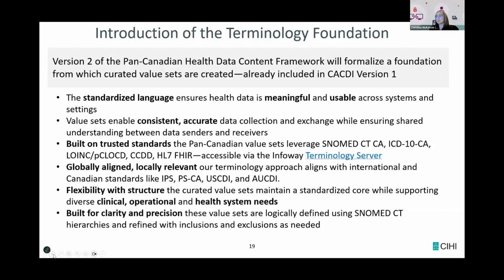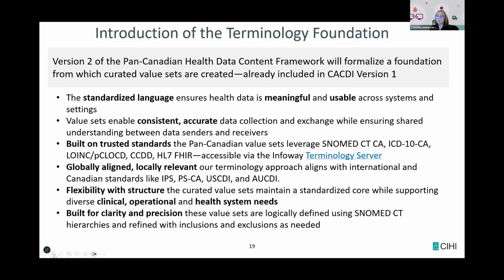So we're leveraging existing standards and terminology from SNOMED CT, ICD-10, LOINC, and pCLOCD, and the value sets are available on Canada Health Infoway's terminology server. We are also ensuring that we are globally aligned and also locally relevant in our approach, to make sure that we are aligning with international and Canadian standards.